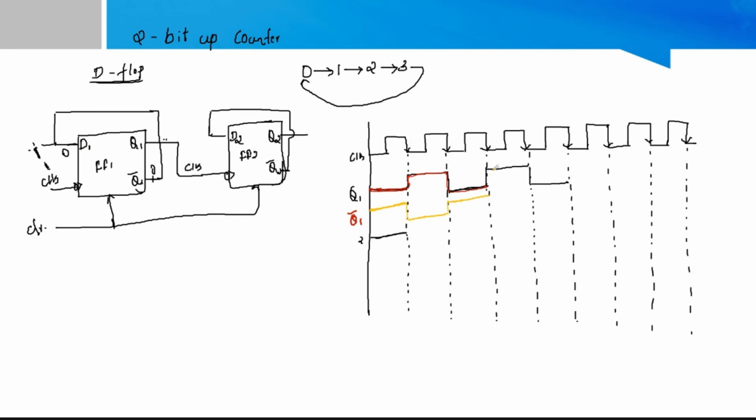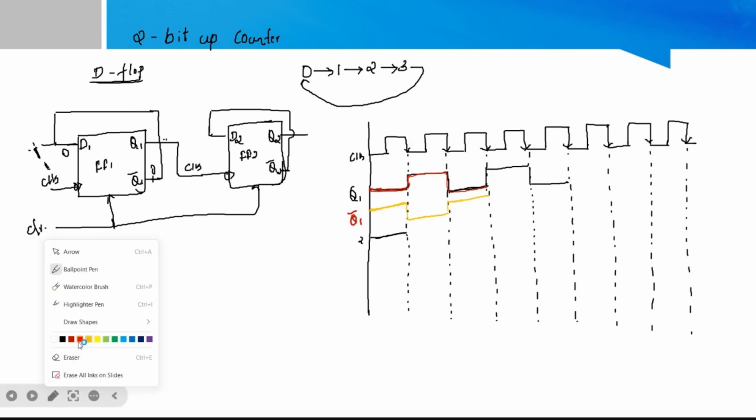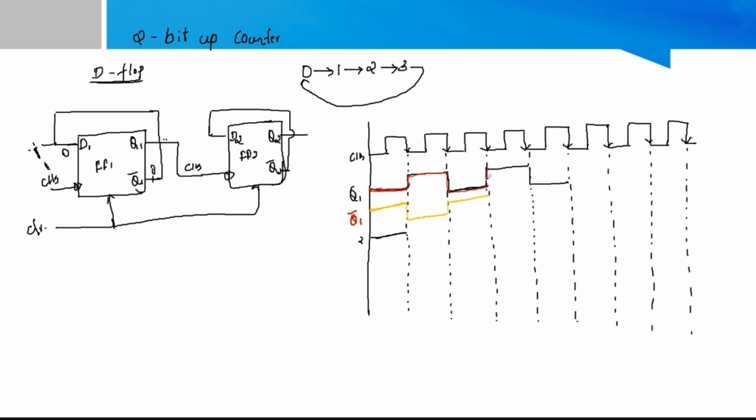Once the next falling edge of the clock arrives, the D input is connected to Q1 bar. Q1 bar is high. So the output follows the input. Q1 will be high till the next falling edge of the clock. Q1 will be high, Q bar will be low till the next falling edge of the clock.